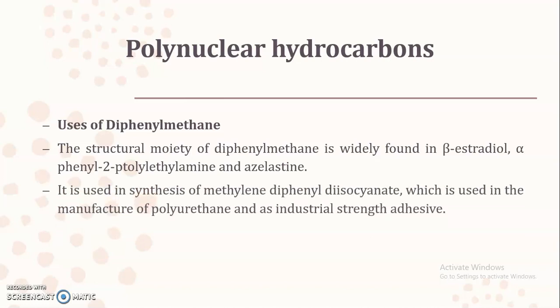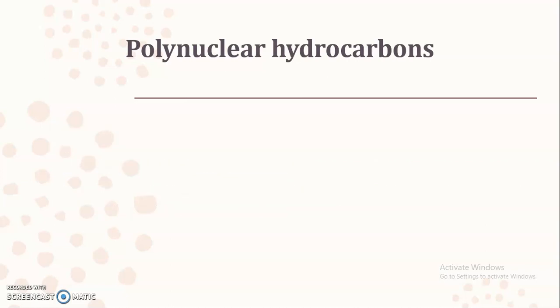Also it is used in the synthesis of methylene diphenyl diisocyanate. Now this methylene diphenyl diisocyanate is used in the manufacturing of polyurethanes as well as industrial strength adhesive. Polyurethane is one of the components that is used in different adhesives. So for the production of these polyurethanes, diphenyl methanes are generally used. So here we have completed diphenyl methane.